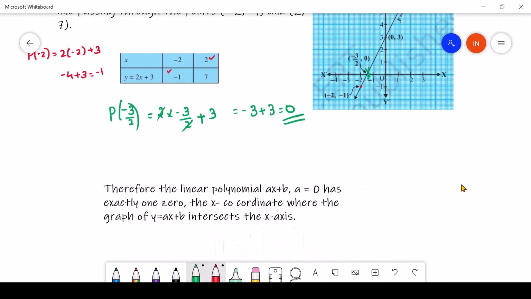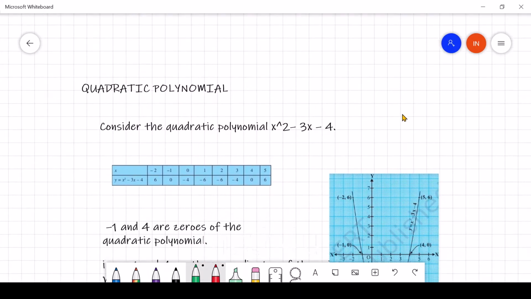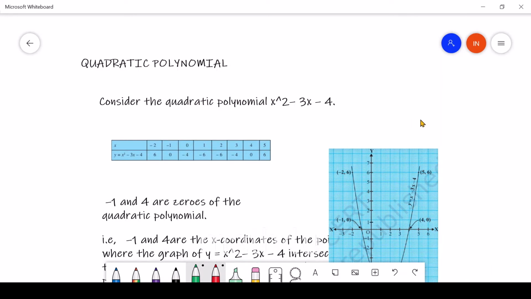Therefore, the linear polynomial ax plus b, where a is not equal to 0, has exactly 1 zero. That means the zero of this linear polynomial will be only 1. Okay. So let's see the situation in the case of a quadratic polynomial.